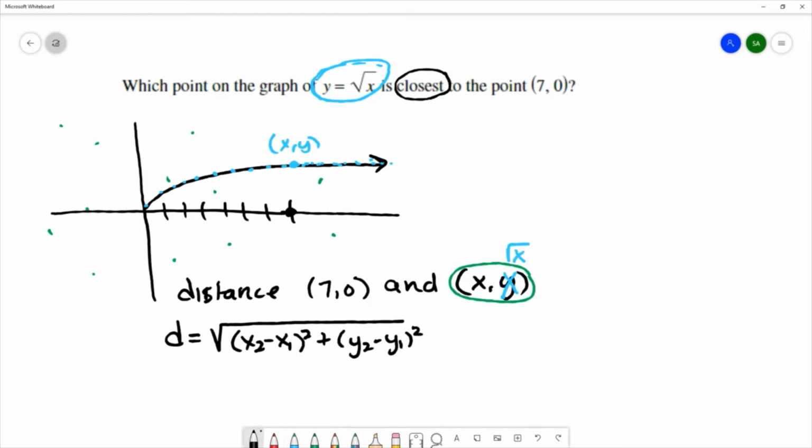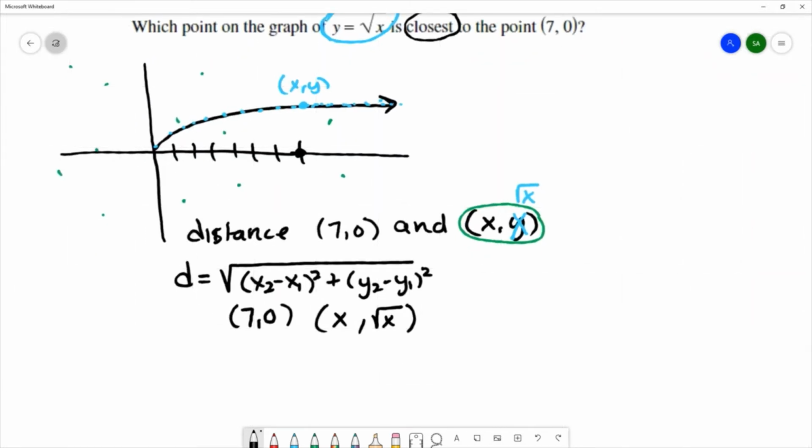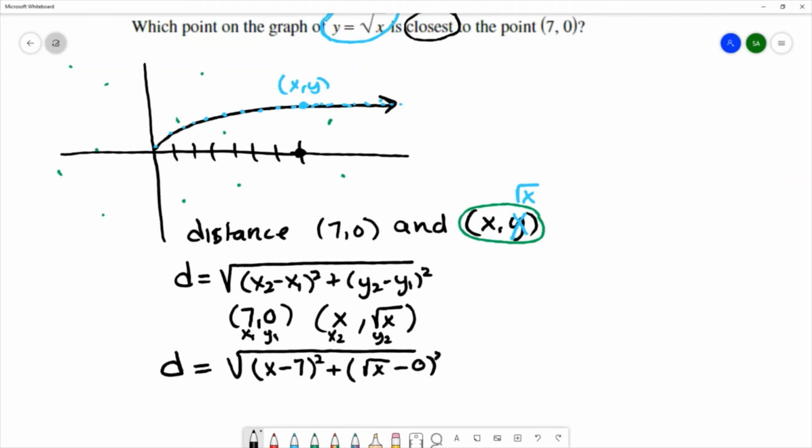So now I'm finding the distance between the point 7, 0 and any point that is on the curve, square root of x. So let's see what that looks like. We have the square root, and I'll assign this one to be x1, y1, this one to be x2, y2. We have x2 being x minus x1, 7 squared, plus y2 square root x minus y1, 0 squared.